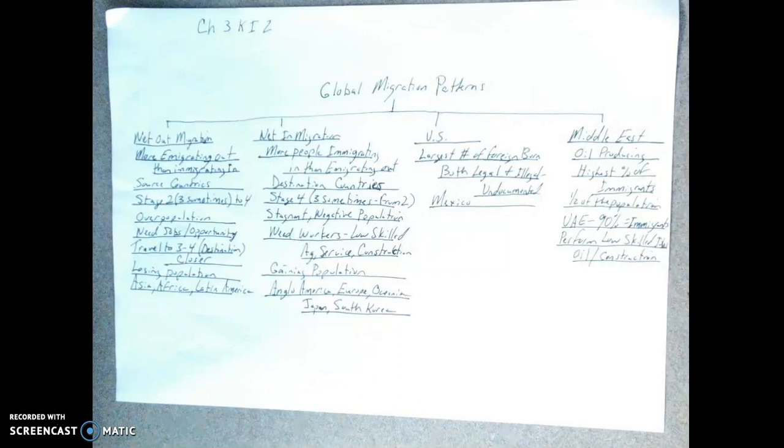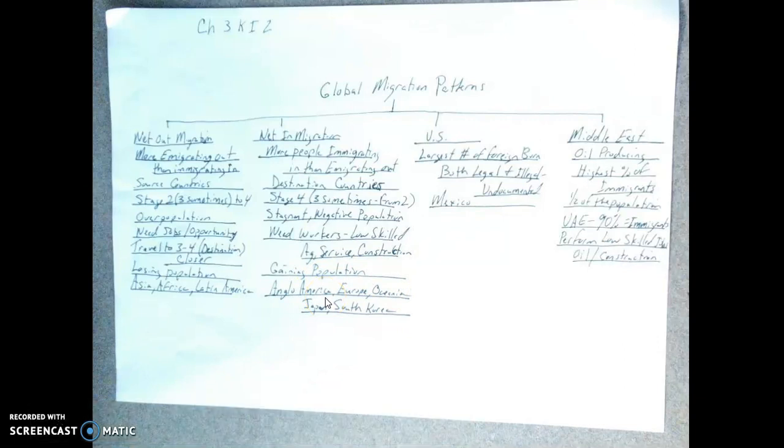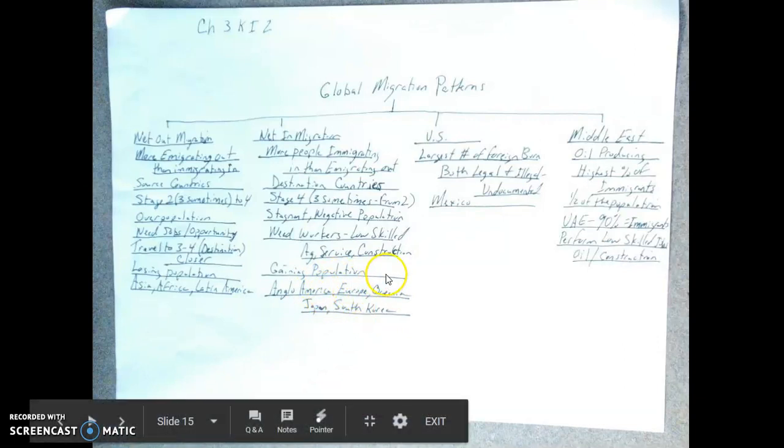So these are countries that have very low natural increase rates because of low crude birth rates, but they're gaining population through migration. You see these mainly in Anglo-America, Europe, Oceania, which is Australia, Japan, and South Korea. Stage 4, these are our core countries.